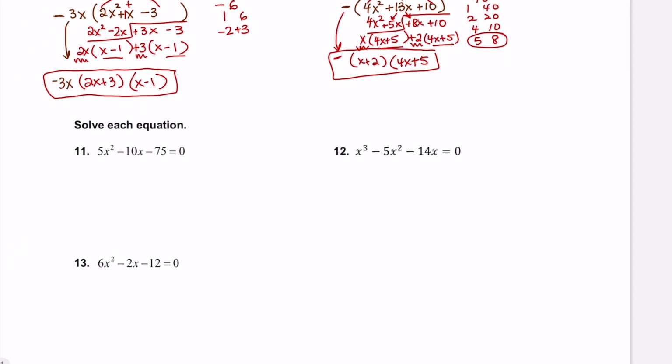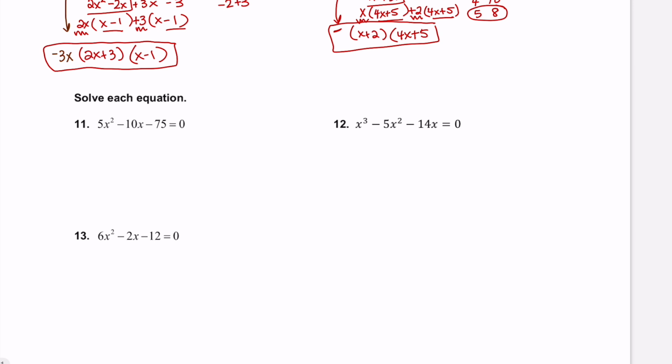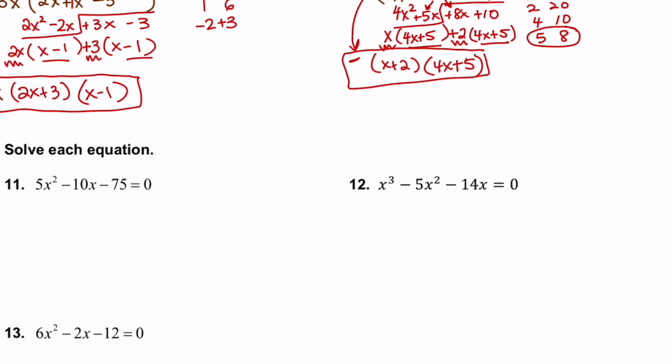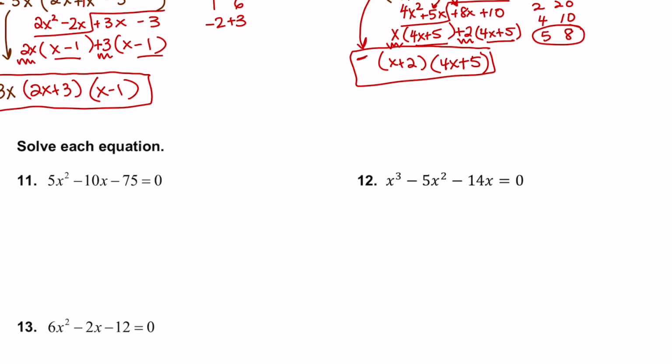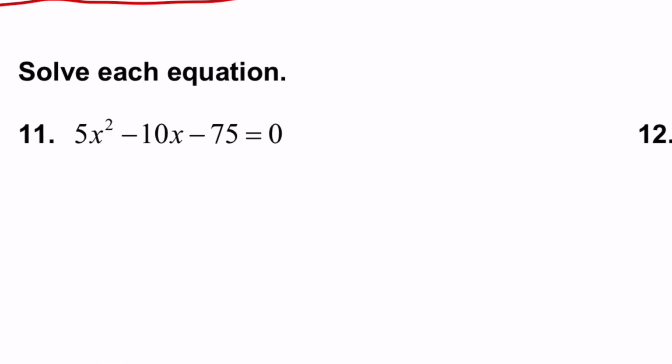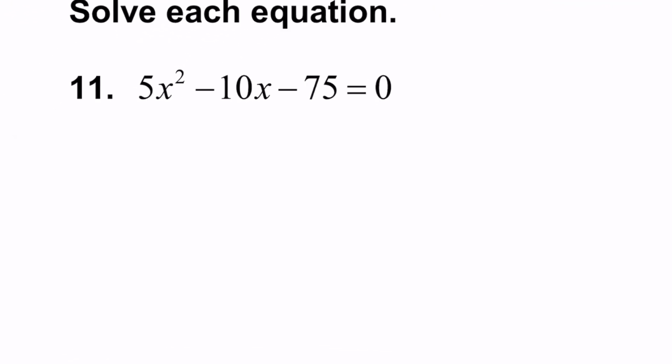Okay, now the last three, we're going to take it one step further, and we are going to solve the equations. So looking at number 11, the very first part, we're not going to worry about this equals 0. We're going to factor it, and then we're going to set each piece equal to 0. Now, all of these end in either a 5 or a 0, so we're going to factor out a 5. We're going to pull the 5 out.